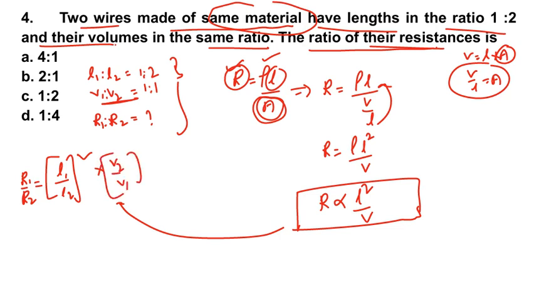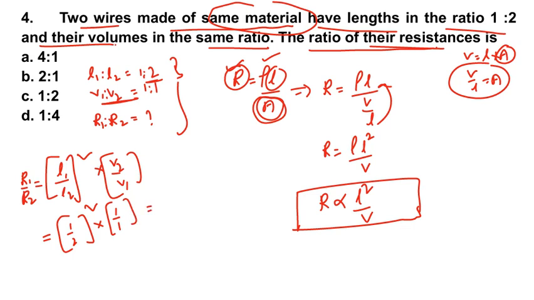Just substitute here. L1 by L2, 1:2 given. So 1 by 2 whole square into V2 by V1, how much is given? 1:1, the same ratio is given, so 1 by 1. So 1 by 2 whole square means 1 by 4, and 1 by 1 means 1 only. So 1 by 4 you are getting. 1:4 is the required answer. So this is the correct answer.